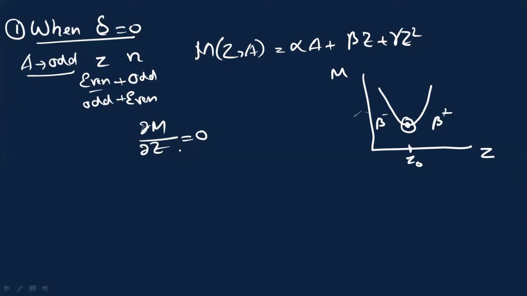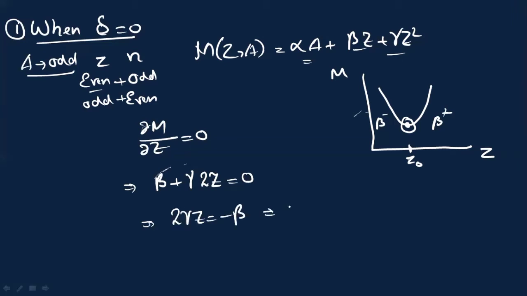So when you do so in this case, you will get del m by del z equal to 0. The first term is constant, so it is 0. So you have to differentiate only the last two terms. So beta Z on differentiation will give you beta, plus gamma Z square: gamma is constant, Z square on differentiation will give you 2Z. On the right hand side, it's 0. So finally, we will write 2 gamma Z equal to minus beta. And from here, you will get the value of Z naught, which is equal to minus beta by 2 gamma. Right? Till here it is clear.